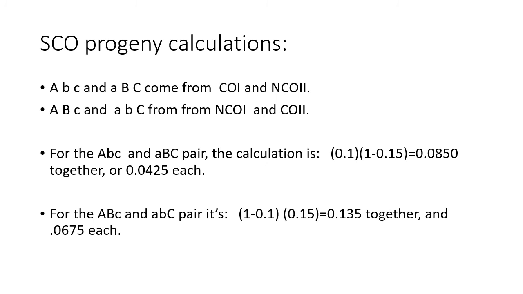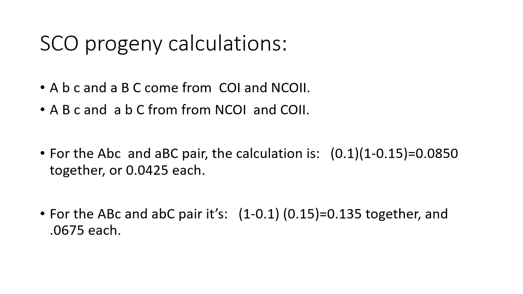Okay, so for the single crossover progeny, you have to know where they came from. The big A, little b, little c, and the little a, big B, big C, come from a crossover between A and B, and not a crossover between B and C. The other single crossover is similar. The big A, big B, little c, little a, little b, big C, come from no crossover between A and B, but yes, a crossover between B and C.